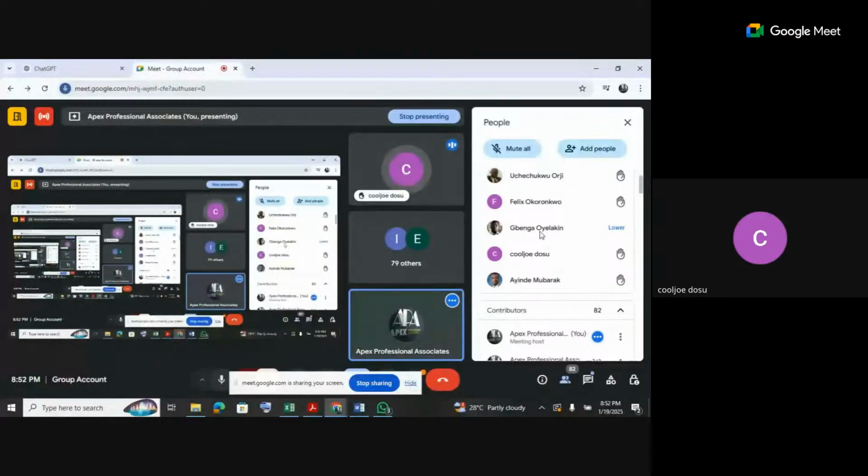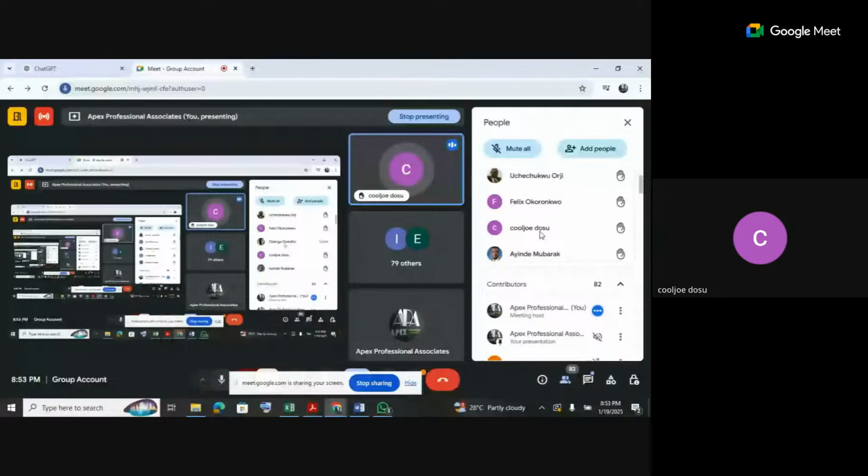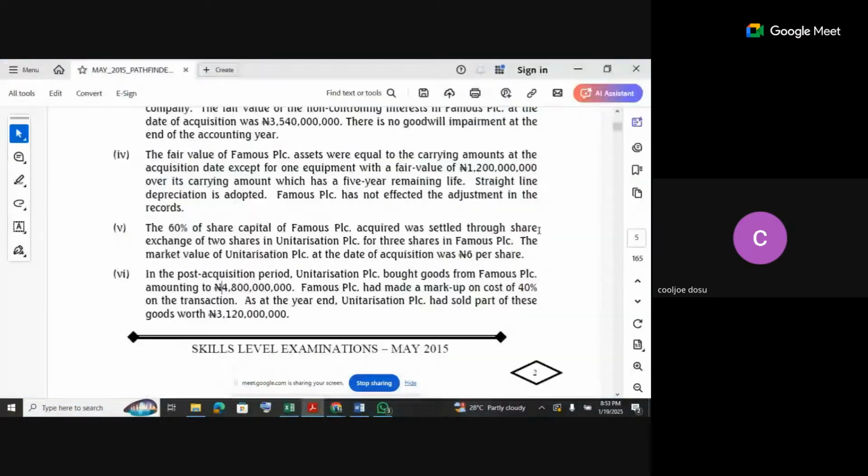I noticed that this figure, this 4,800 unrealized. You said they sold 3,120. Yes, they sold it, that's plus the markup. But before you ascertain the markup, it will be on the element that is left. And the figure there, that 3,120, they've sold it. So the 3,120 is the cost plus the profit.